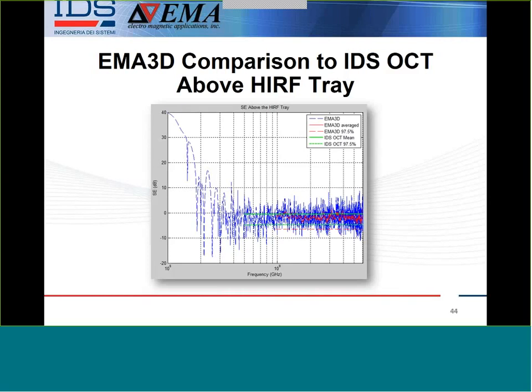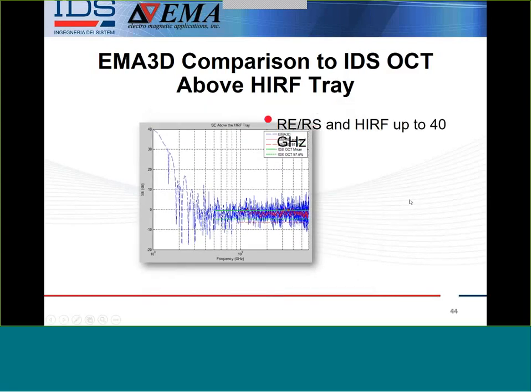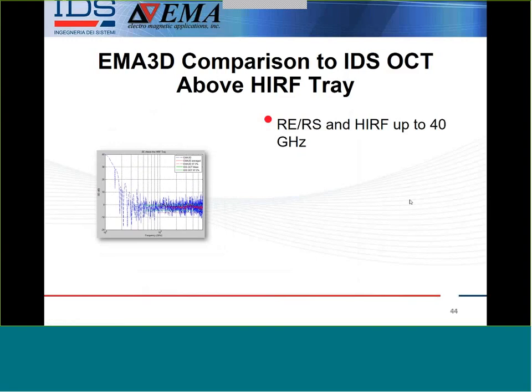So given that for HIRF, we know from studies from NIST that the overall uncertainty of those measurements is a handful of dB, you can see using OCT in a simulation that takes seconds or minutes, not hours, we can do what would take us in full wave days and HPC clusters to get the same level of fidelity. So we can expand the RERS result up to 40 gigahertz.